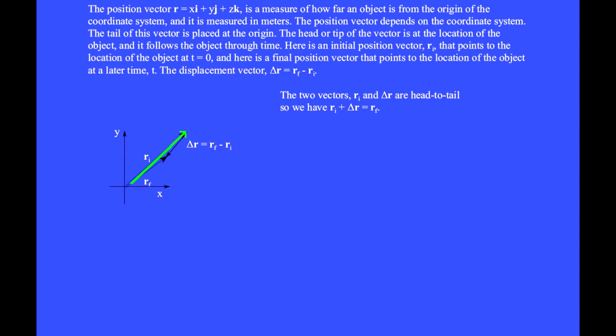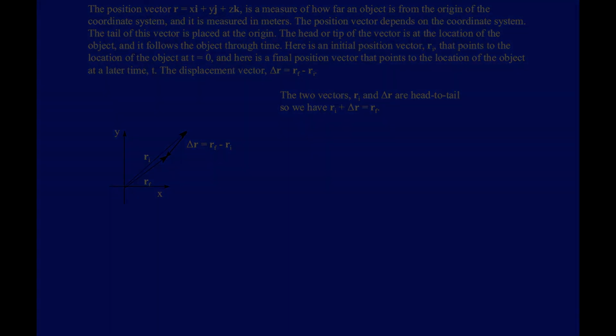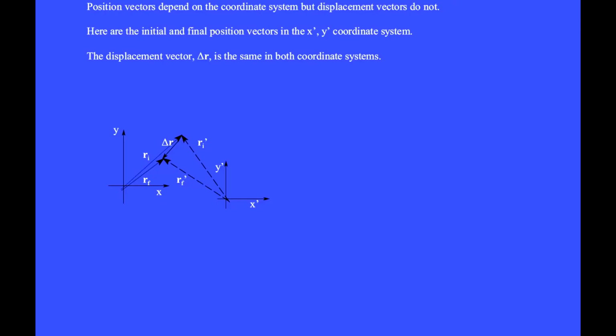The two vectors r sub i and delta r are head to tail, so we have r sub initial plus displacement vector delta r equals r sub f. Position vectors depend on the coordinate system, but displacement vectors do not. Here are the initial and final position vectors in the x prime y prime coordinate system.